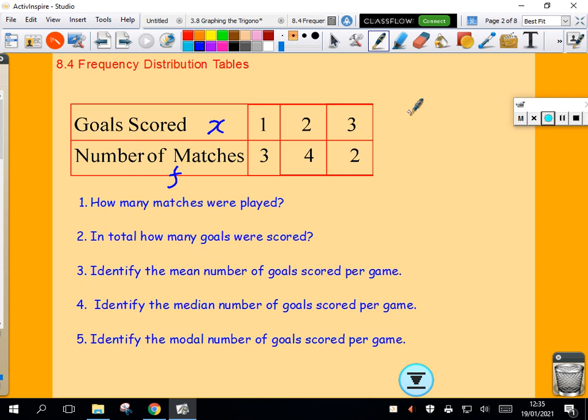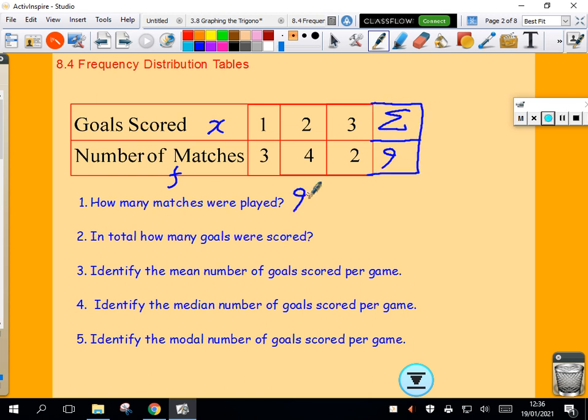Well, if we think about this, and again, that's my capital sigma, that just means the total sum of. Well, in 3 matches there was 1 goal, in 4 matches there was 2 goals, in 2 matches there was 3 goals, 3 and 4 and 2. That's 9. There was 9 matches altogether here that were surveyed.